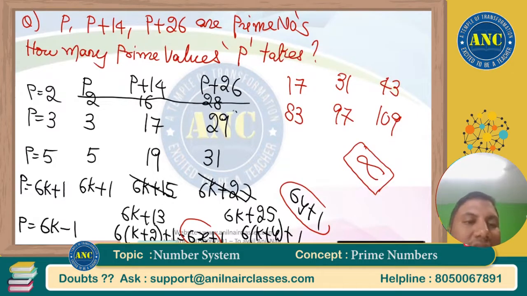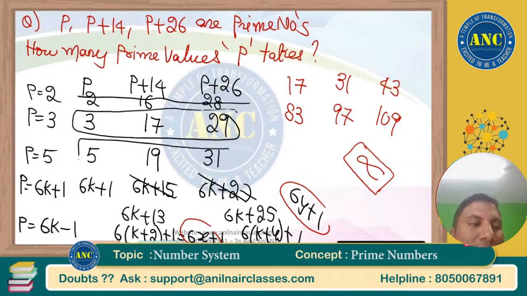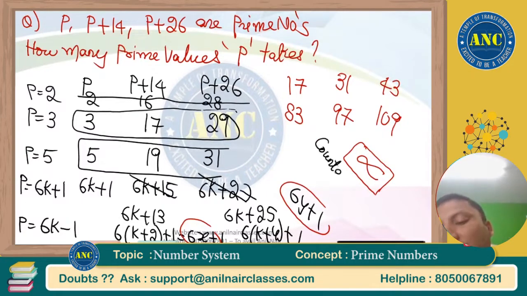So 3, 17, 29. These are possible, these also possible, and there are some prime numbers of the form 6k minus 1 possible. So many values, plus 1 or 2 values, it will tend to countable infinite. The answer for this question is countable infinite. I hope the idea is clear.